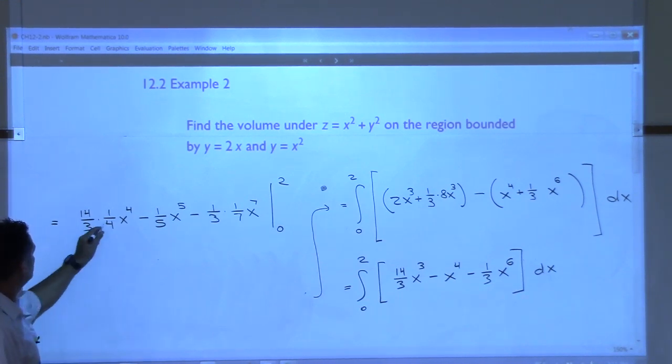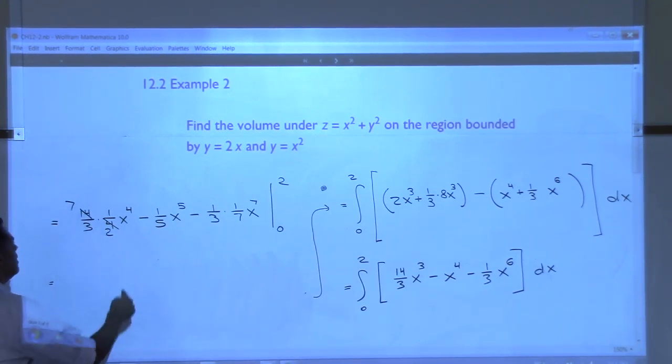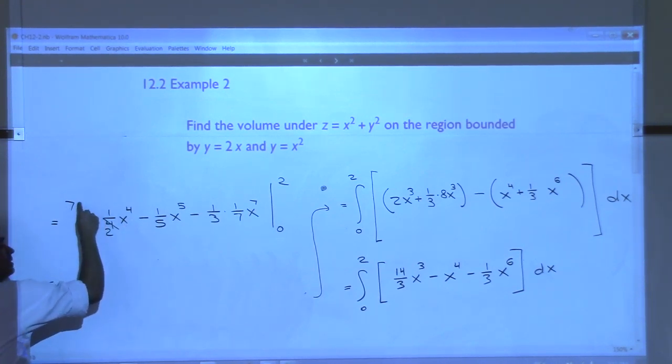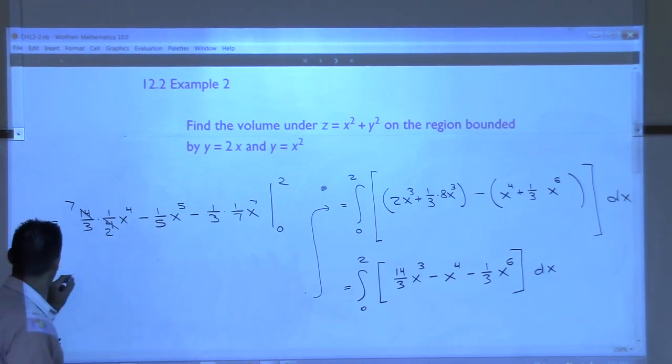Let me see, I'm going to clean this up. 2 goes here, 7. That I can't clean up. So let's do 2 in here. So what happens if I put 2 here? What's that, 16? Right? So 16 divided by 2 is 8 times 7, 56 over 3. So 56/3.